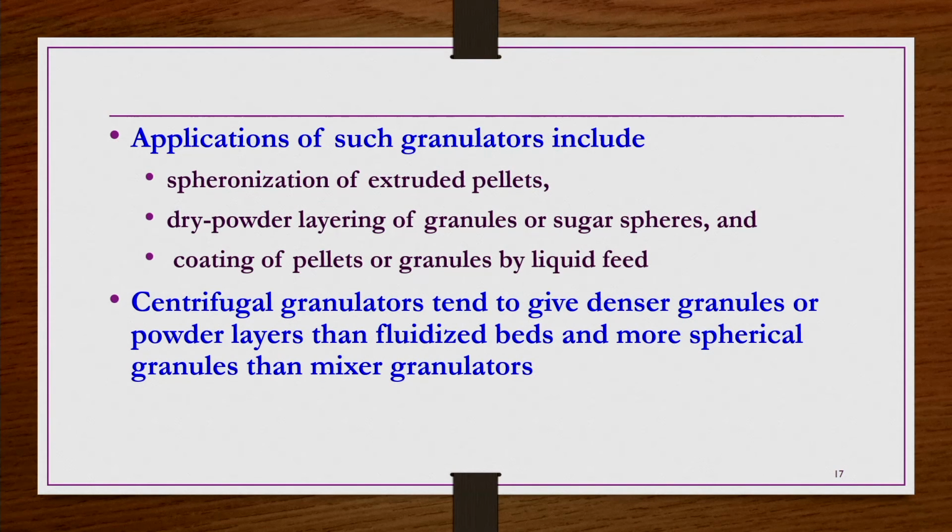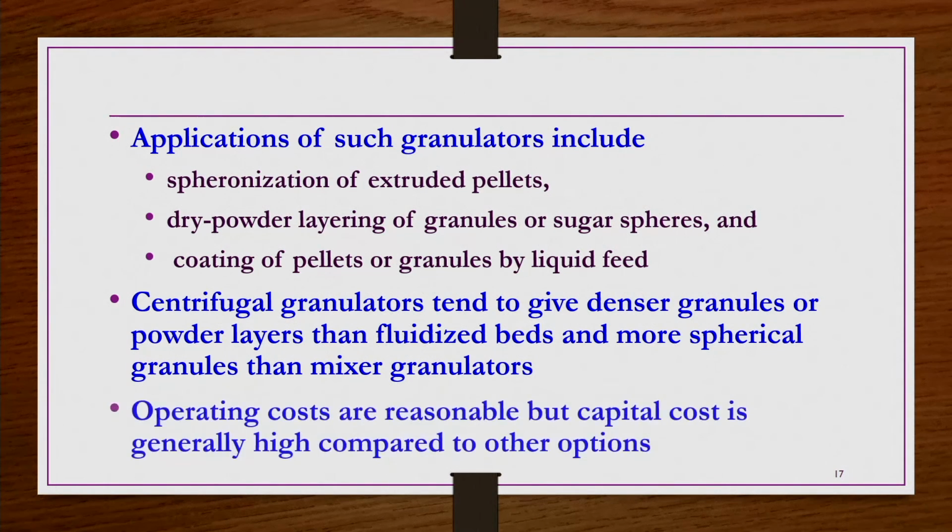Tumbling granulators are the best to produce very spherical granules. After that, the best is the centrifugal granulator if you wish to have spherical granules. That is, they are better than a mixer granulator for spherical granules, but not better than the tumbling granulators. Of course, the size range is also very large in the tumbling granulators, in general 2 to 20 mm. Further, operating costs are reasonable, but capital cost is generally high compared to other options.